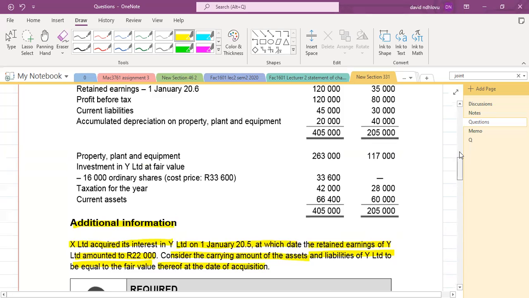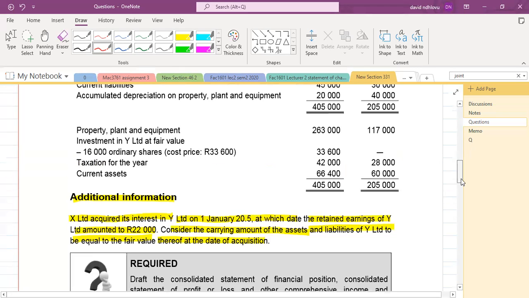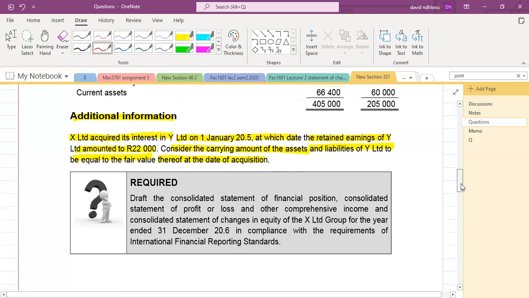So when we go through the question here, we know that X bought the shares in Y. Therefore, in this instance, X will be the parent, and this will be the subsidiary entity. This is how it's always going to be. The parent is always presented on the left-hand side, the subsidiary is always presented on the right-hand side. But we can always find out by looking at which company made the acquisition.